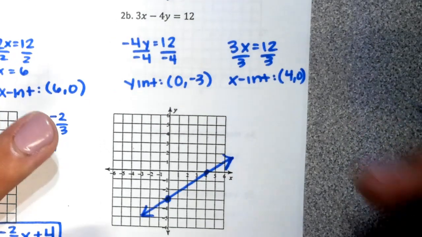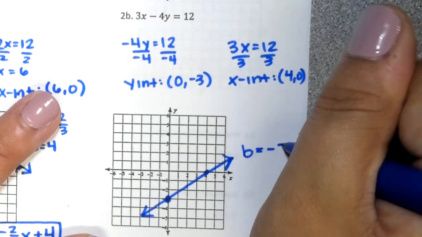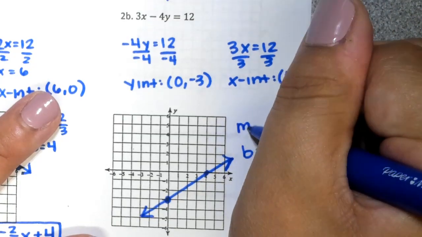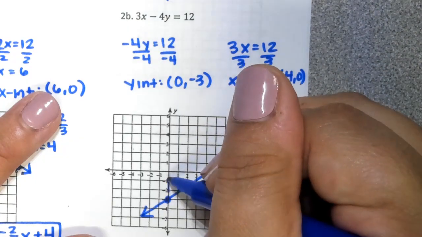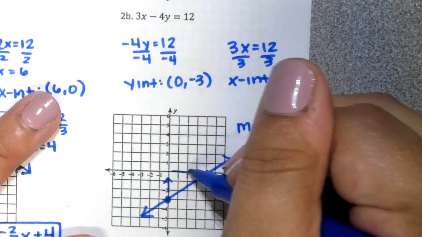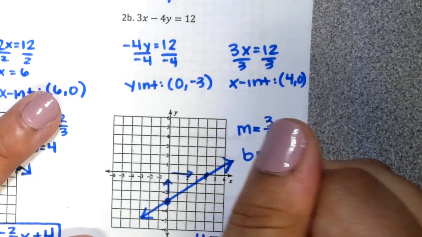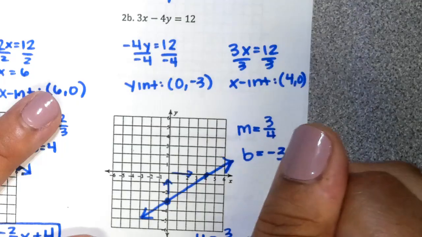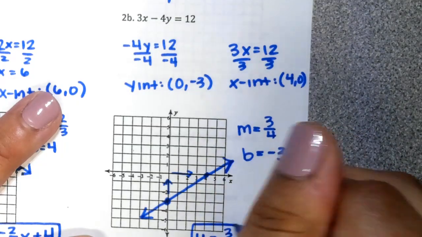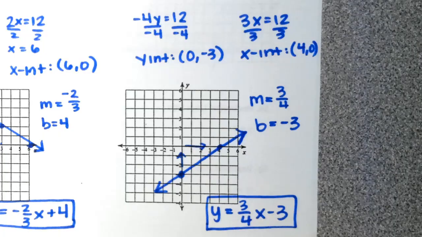What is my B here? Negative 3. What is my M? How is this moving? Up how many? 3. Up 3 over 4. Oh, wait, I thought it was up 4. Oh. Yeah, be careful. Do I have any questions on how to do this?